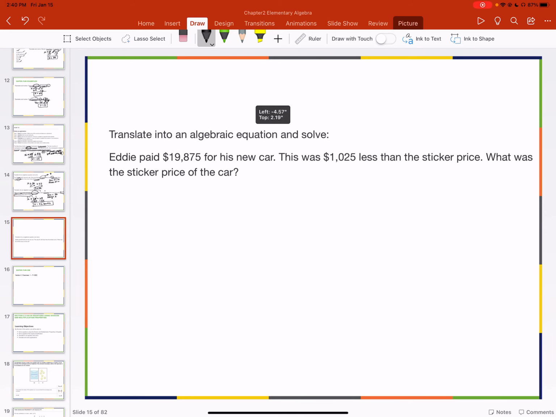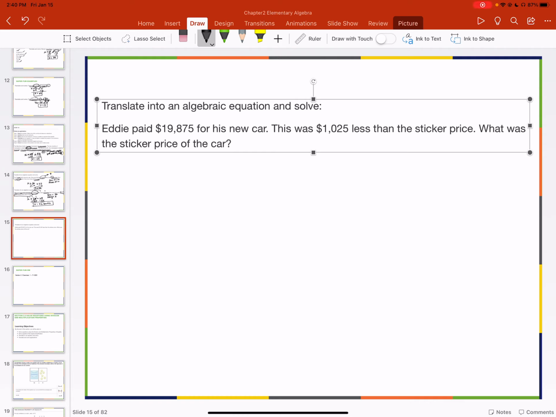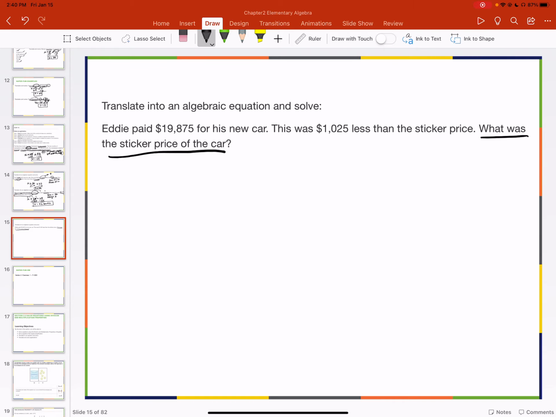Eddie paid $19,875 for his new car. This was $1,025 less than the sticker price. What was the sticker price of the car? So what are they asking for? Okay, they're asking for sticker price. So sticker price of the car is going to be X. Okay, that's going to be my X because I want to solve for that because that's what the question is asking me for. Okay, so the actual payment that he paid was $19,875.